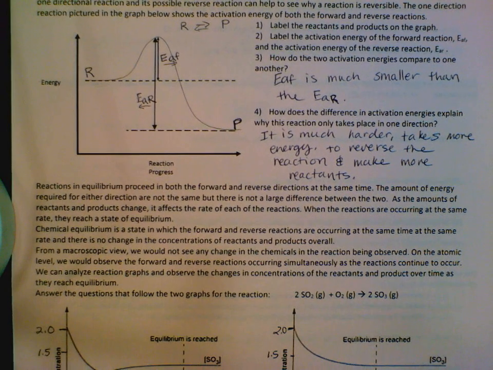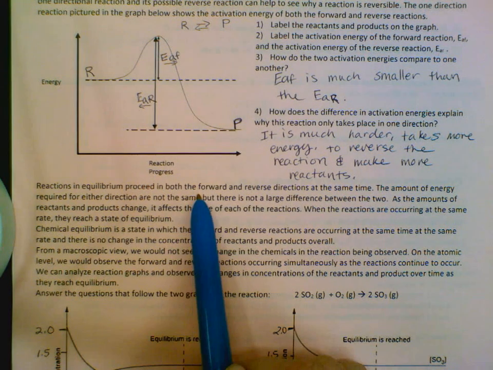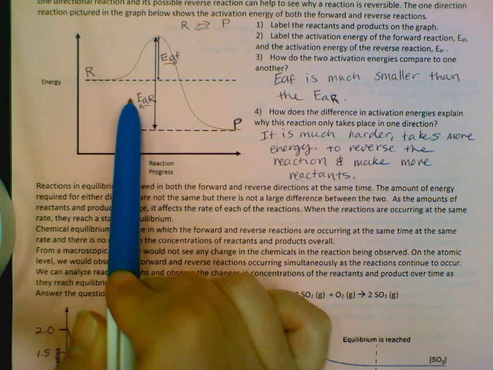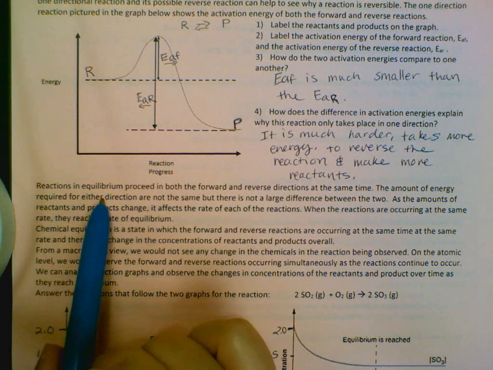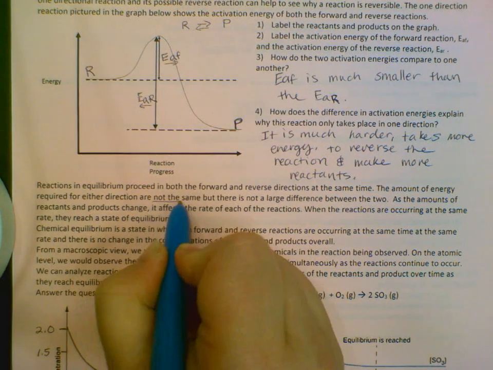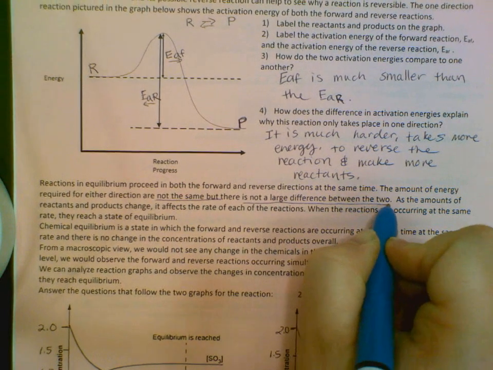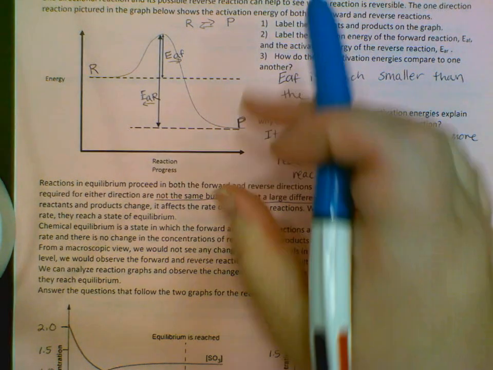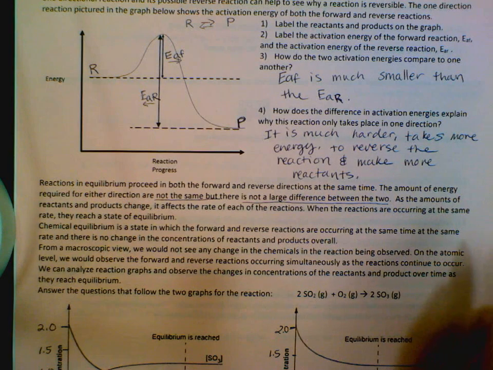Underneath it says reactions in equilibrium proceed in both the forward and reverse directions at the same time. So one direction and the other direction would be happening at the same time. The amount of energy required for either direction is not the same, but there is not a large difference between the two. That's what makes a reversible reaction possible, is that this difference is much smaller between the two.